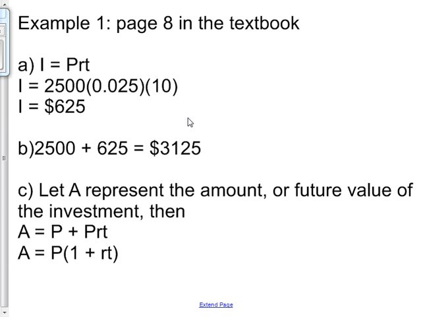Part C says use Marty's investment to write an algebraic expression that could be used to determine the future value of any investment earning simple interest. So let A represent the amount or future value of the investment. Then A is equal to the principal plus the interest, PRT. You can factor out the common P to get that A is equal to P times (1 + RT).